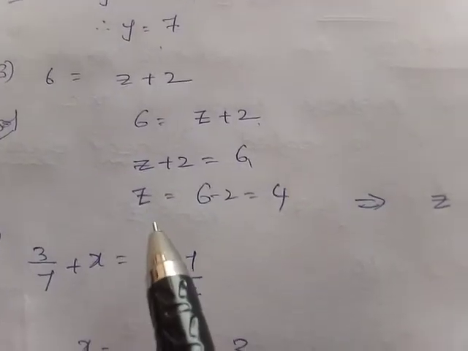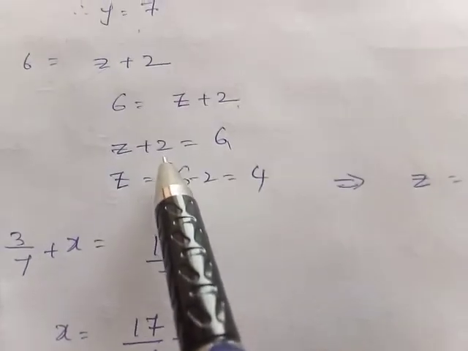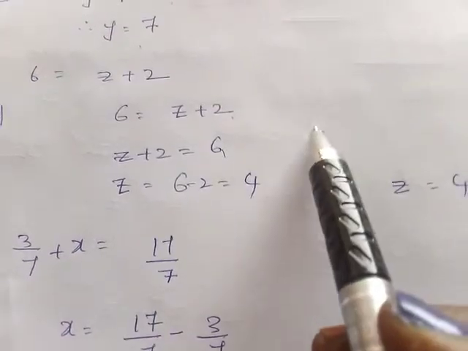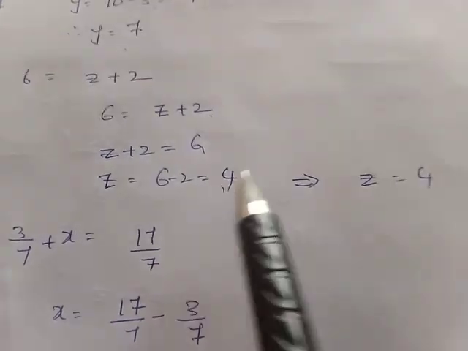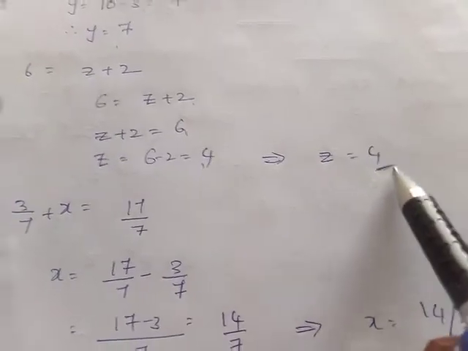Next we have to find the value of z only. No need of this 2. So I am sending this plus 2 to that side. When we are sending this plus to that side, it becomes minus 2. So 6 minus 2 is equal to 4. That is, z is equal to 4. That is the value of z here.